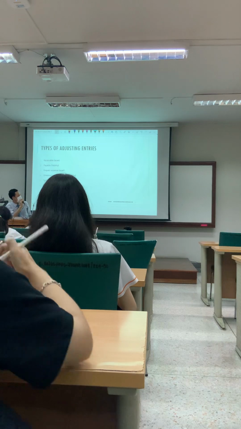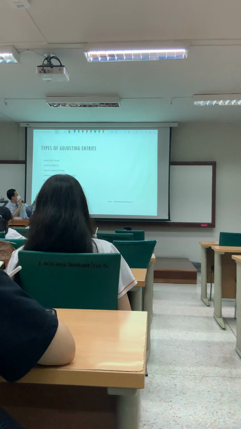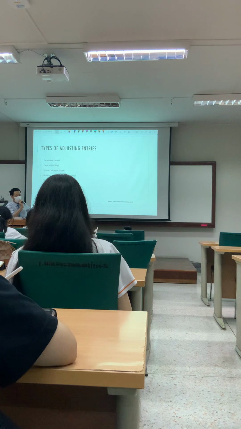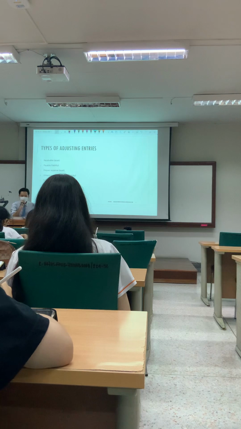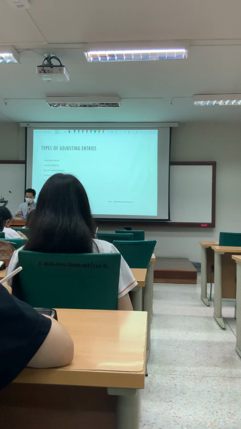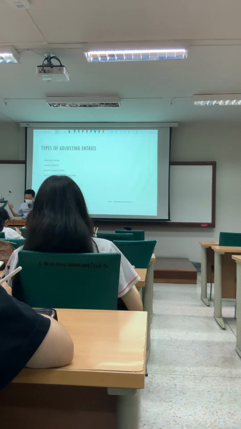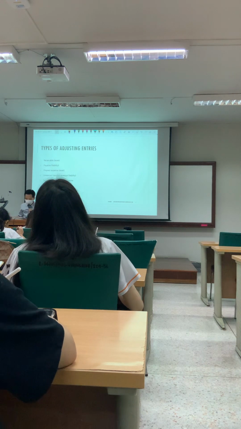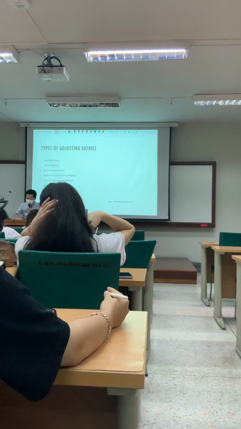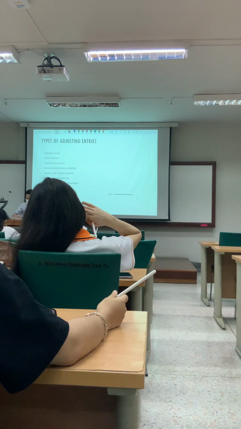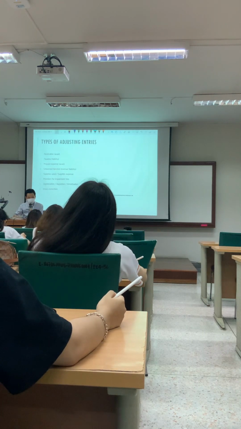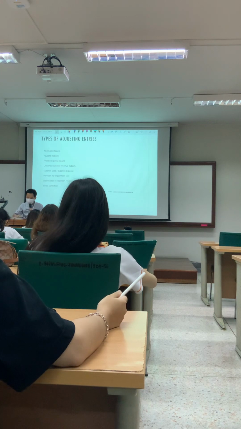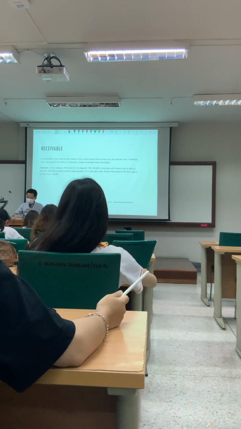Okay? In other words, I could say that if any transaction is related to one of these, we could say that it is your adjusting entry. Okay? You can see that receivable, payable, prepaid expense, unearned service revenue, supply use, provision for impairment loss, depreciation, and error correction. Okay? 8 of them. The first one begins now.